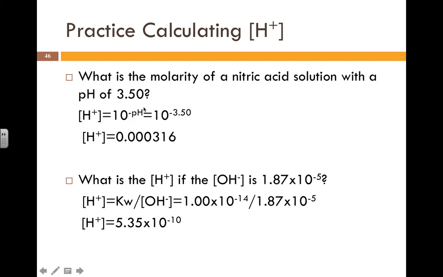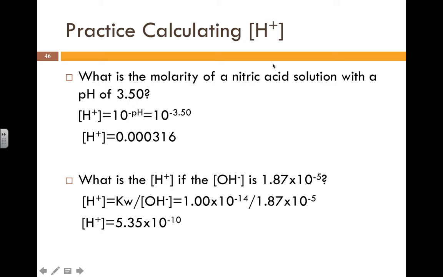So let's look at an example problem. And if you want to pause it and calculate this out while we work, might not be a bad idea. If not, kind of follow along and make sure you're feeling okay on these calculations. So this question says, what is the molarity of a nitric acid solution that has a pH of 3.50?